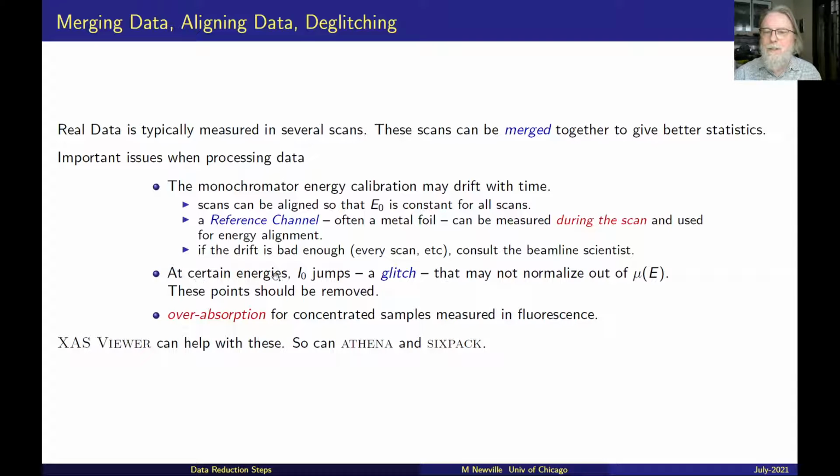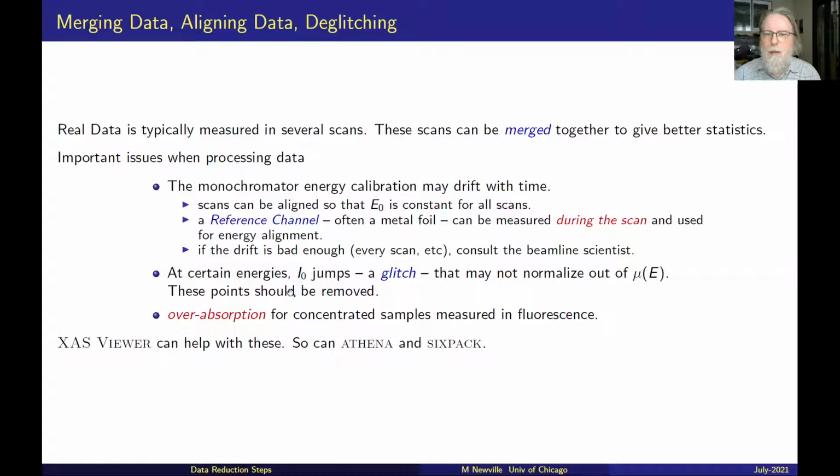And then at certain energies, there might be glitches in the data. These are understood that they come from extra diffraction peaks from the monochromator, and they may not normalize out well from the mu of E. If they don't normalize out, you should consult your beamline scientist for why they're not normalizing out better, but they may not normalize out perfectly, and they may need to be just removed as spurious measurements of the absorption. It usually is not a disaster to remove a few points from any spectra.